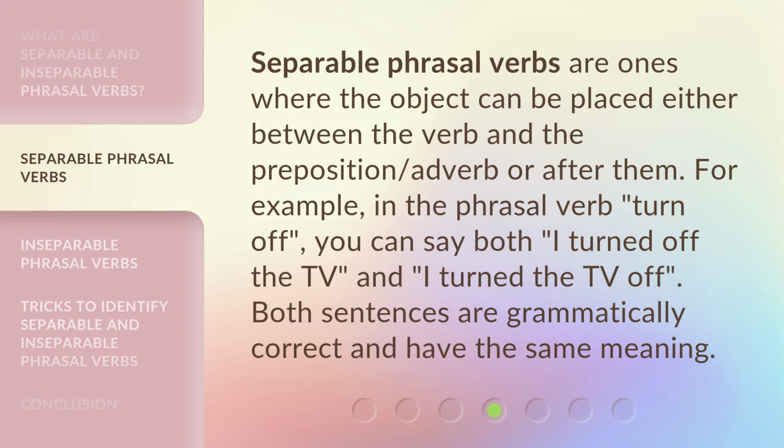Separable phrasal verbs are ones where the object can be placed either between the verb and the preposition or adverb, or after them. For example, in the phrasal verb turn off, you can say both, "I turned off the TV," and "I turned the TV off." Both sentences are grammatically correct and have the same meaning.